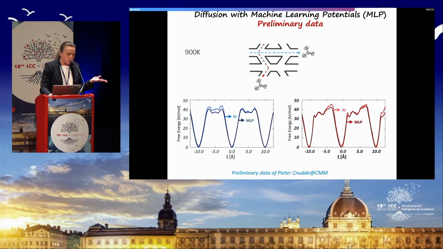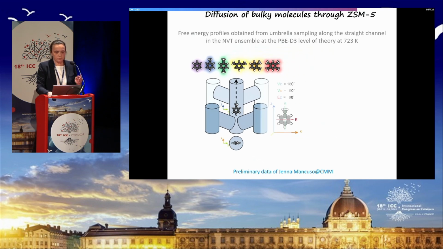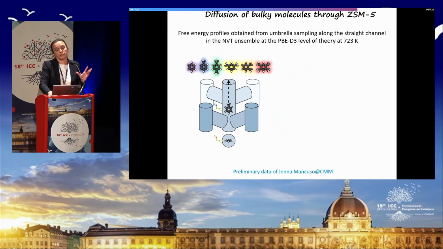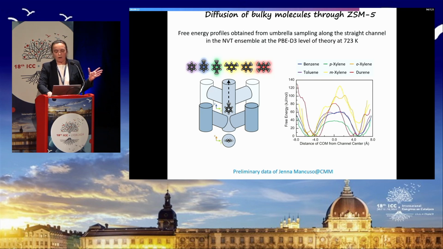This seems all very good news, but I'm going to show you also some things where we are still in trouble. Basically, the latest work is also diffusion of aromatics and substituted aromatics through ZSM-5. It's also important for the methanol to hydrocarbon process. So first, we try to construct free energy profiles at the DFT level of accuracy. We can see, for example, here the diffusion profile of benzene, then toluene, paraxylene, and so on and so forth. So you can construct these profiles. Okay, that's nice.